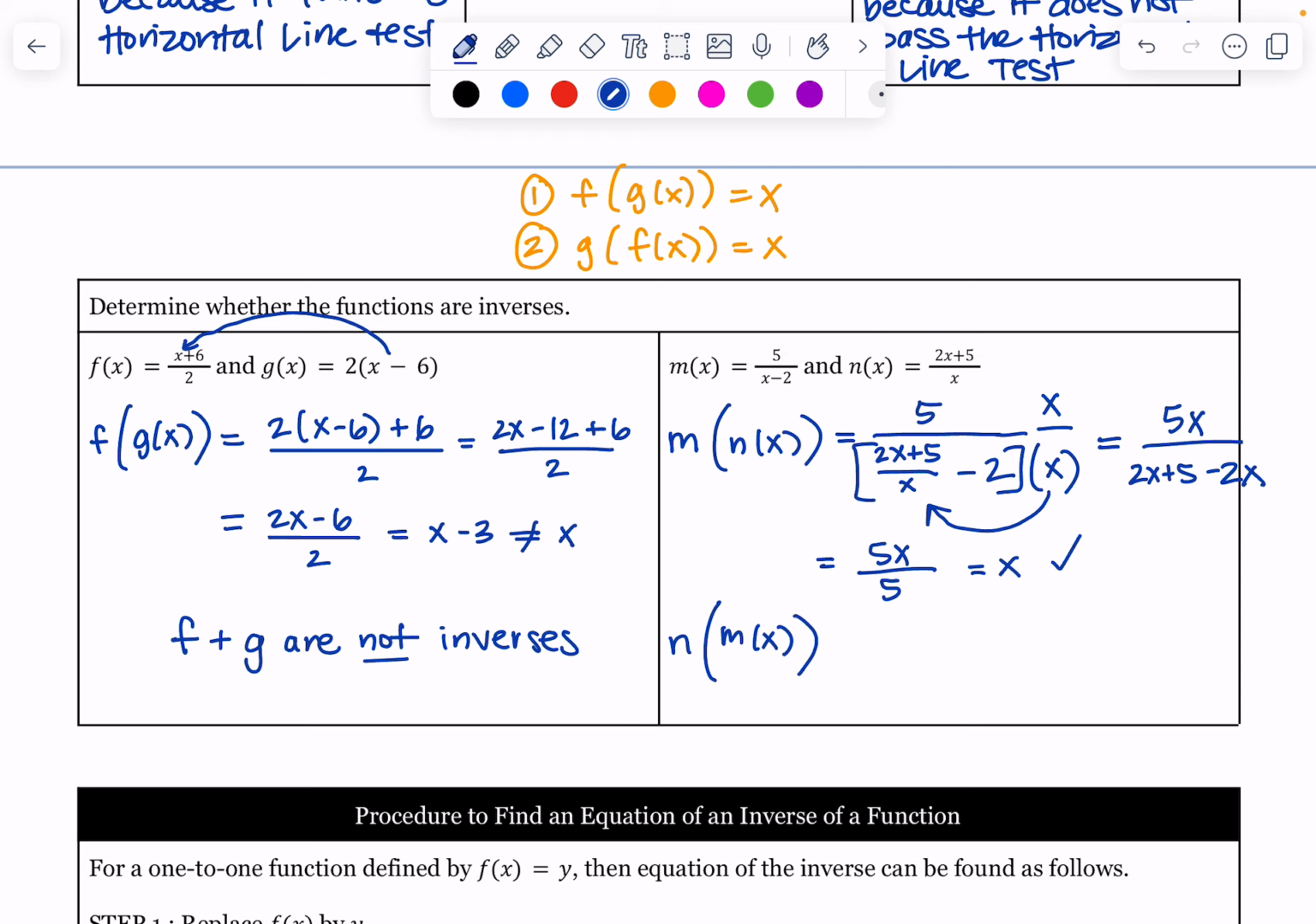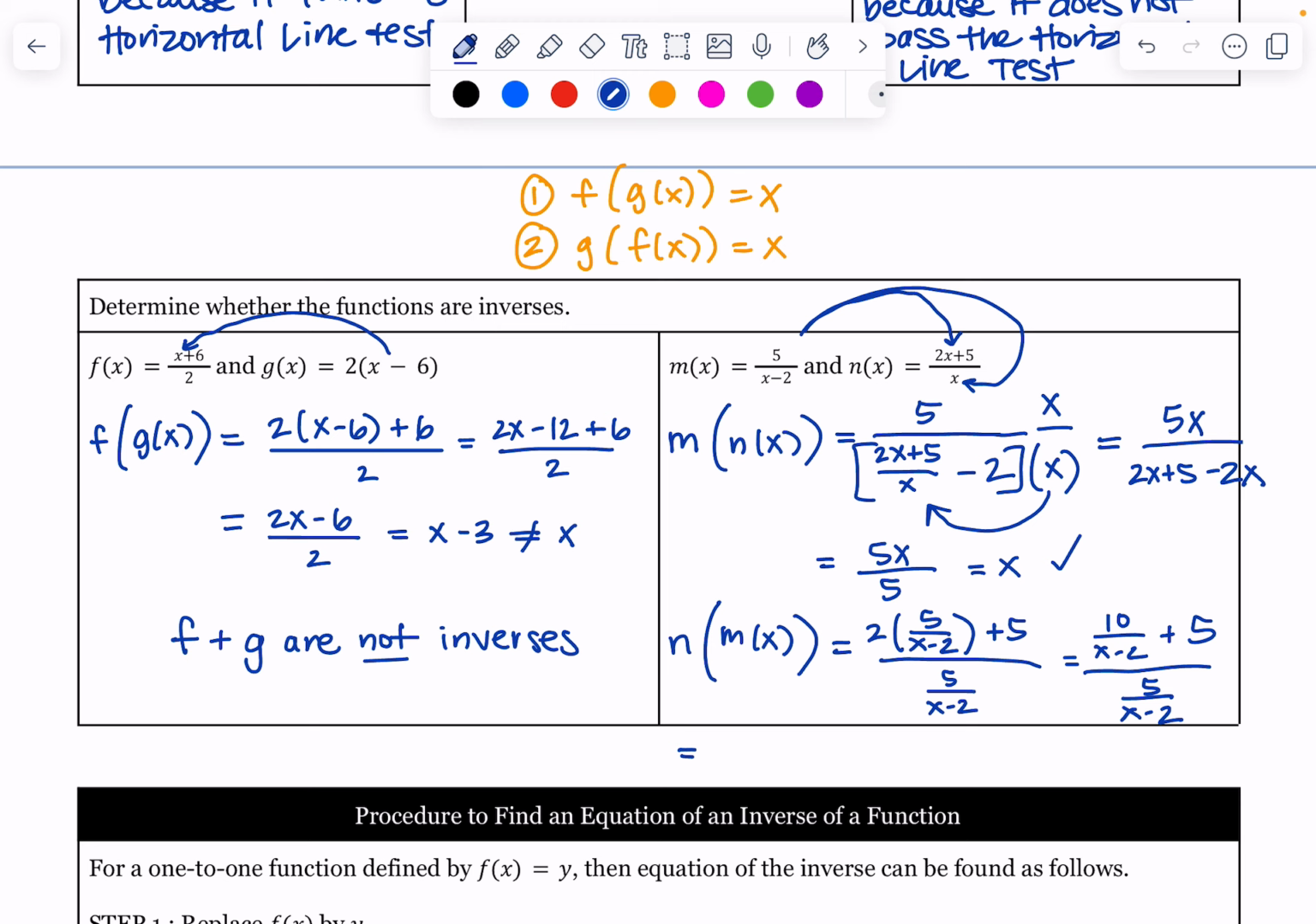So I'm going to take m and plug it in here and here, both the places. So that's going to be 2 times 5 over x minus 2 plus 5 all over 5 over x minus 2. And try to reduce that. So I'm going to have 10 over x minus 2 plus 5 over 5 over x minus 2. When you divide by a fraction, it's the same thing as flipping and multiplying. So let me go over here for more space.